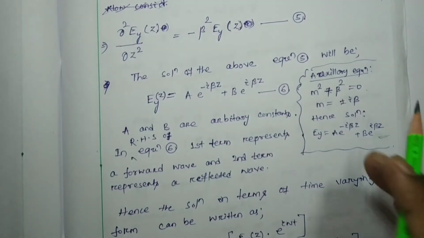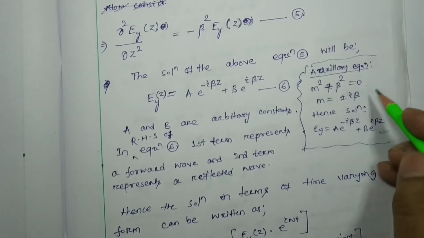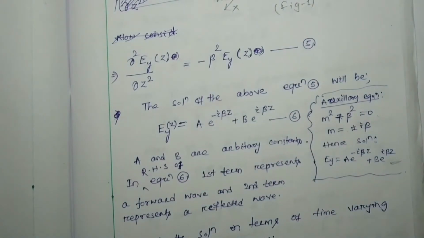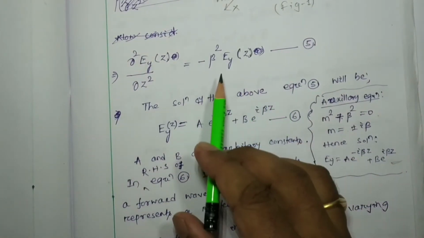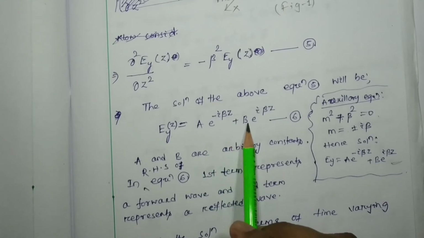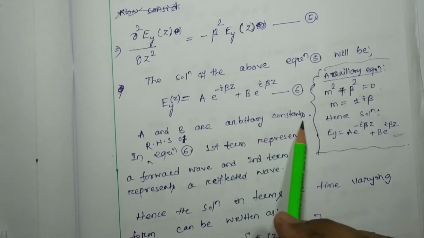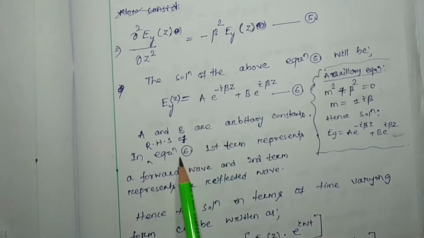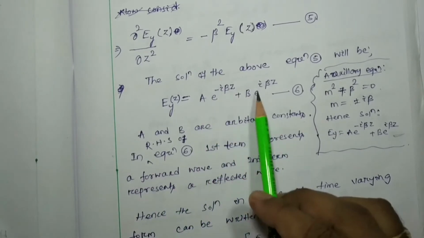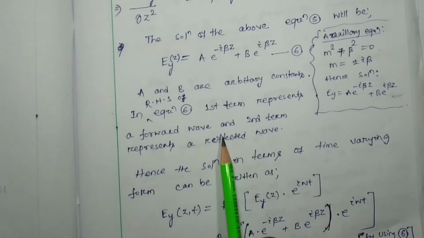These things we have already studied at many places in mathematical physics and quantum mechanics, wherever we have solved this type of equation. So this is very familiar to us. Okay, so Ey(z) will be equal to a e to the minus i beta z plus b e to the i beta z. Let it be your equation number 6. Here a and b are arbitrary constants. In the RHS of equation number 6, the first term represents the forward wave and the second term represents the reflected wave, respectively.